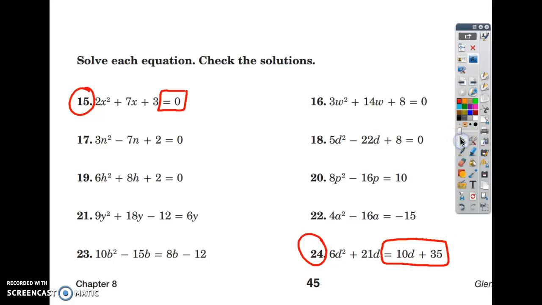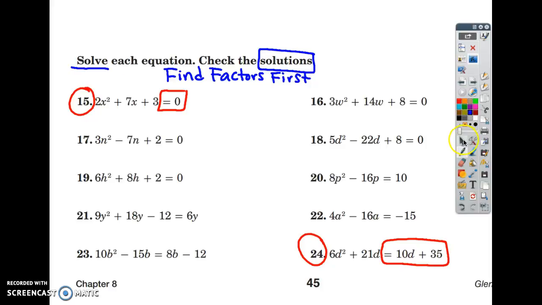Let's start with number 15, and we need to factor it first. It's asking to solve, and it's asking for the solutions. Okay, so they're probably not going to be perfect. We need to find factors first. Write that down. So we're going to need to factor and then solve.